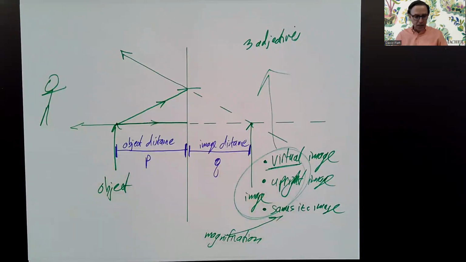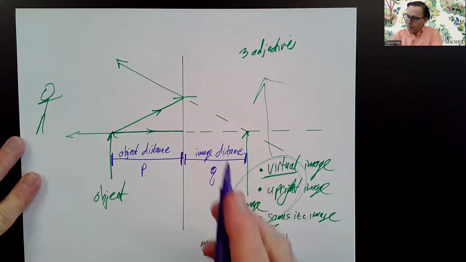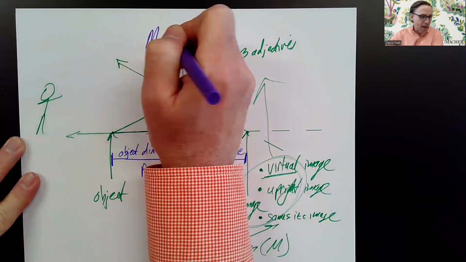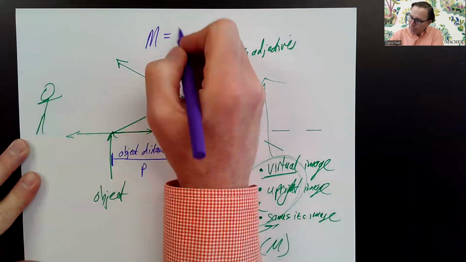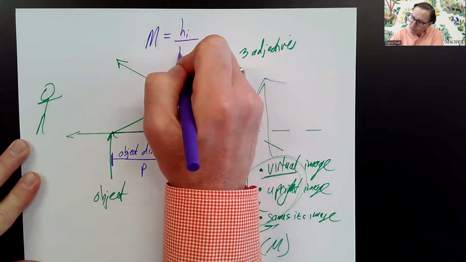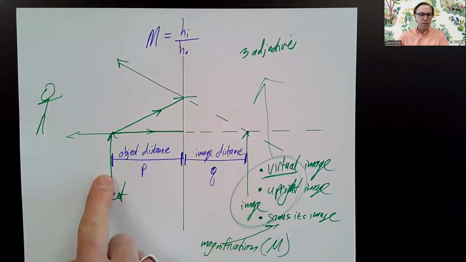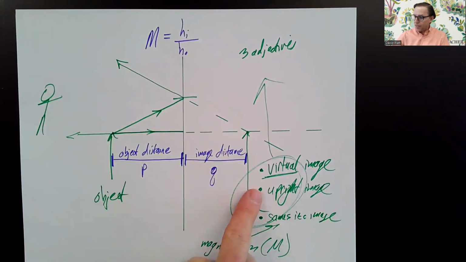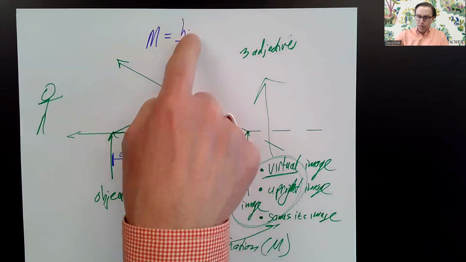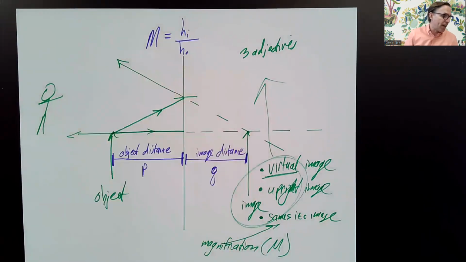All right, let's talk about that a little bit more. This magnification, capital M. So what I'm going to do, I'm going to use space up here since I have space up here. Capital M is the magnification, and it's defined as the height of the image divided by the height of the object. So if this is bigger than this, that gives me a number bigger than 1. If this is smaller than this, small over big, it gives me a number smaller than 1.